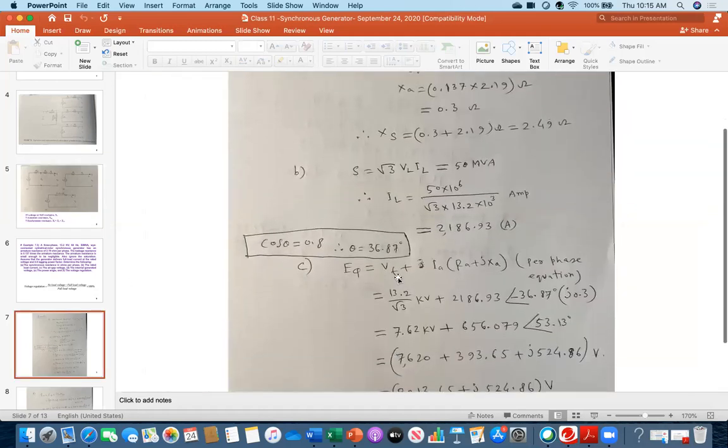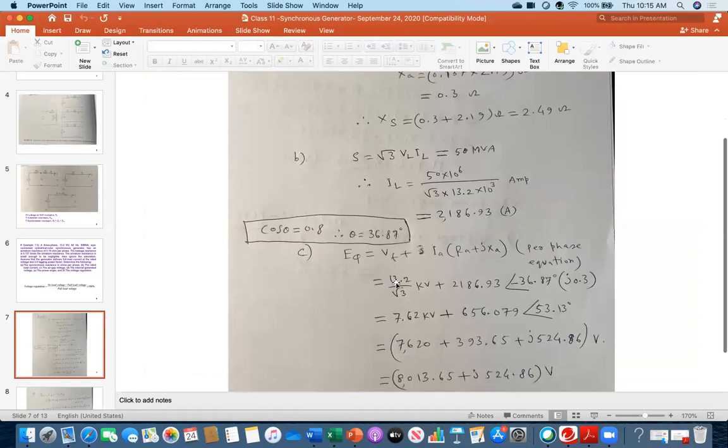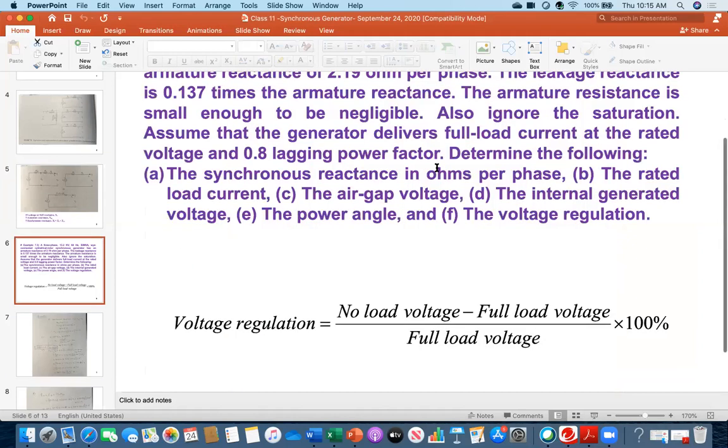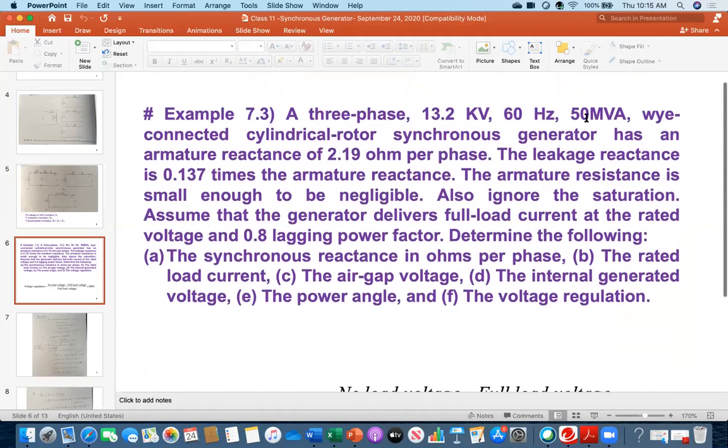But that VT voltage was given line to line, as I said. That's why see my next line, 13.2 divided by root 3. Because you see the system was Y connected. Look at the very first line at the end, 50 MVA Y connected. Because it is Y connected, this is the line-to-line voltage. To use in the equation, I have to convert this into phase voltage. That's why I have to divide it by root 3.